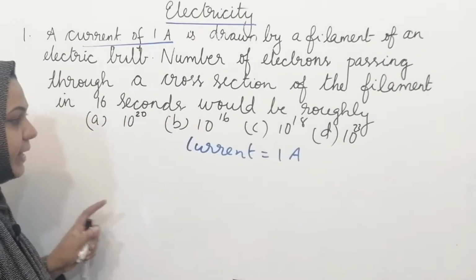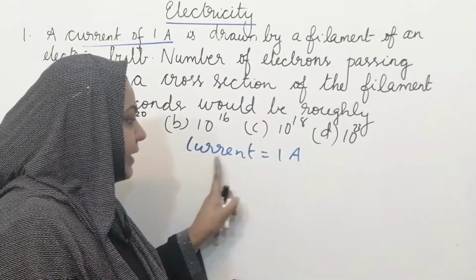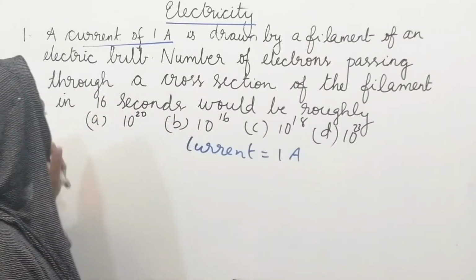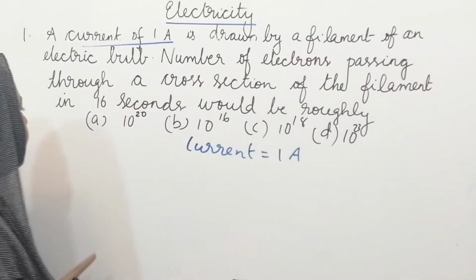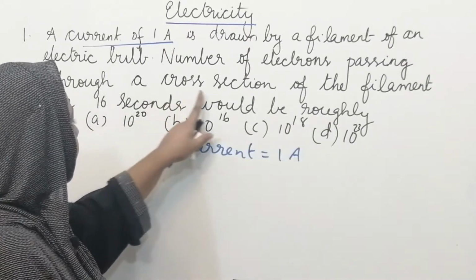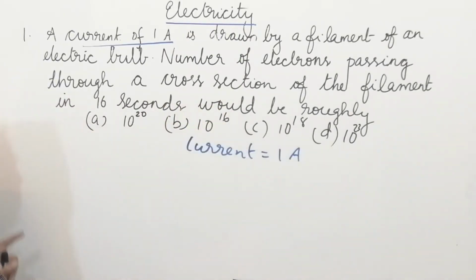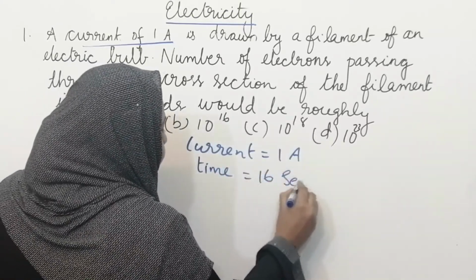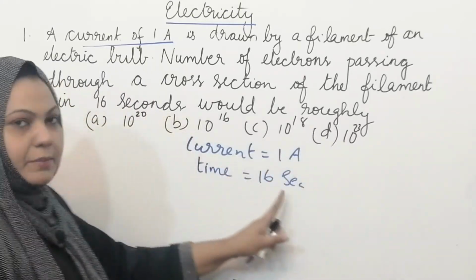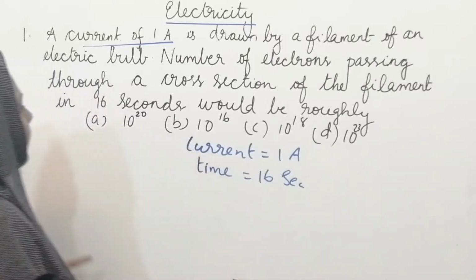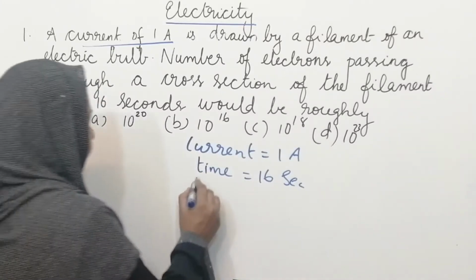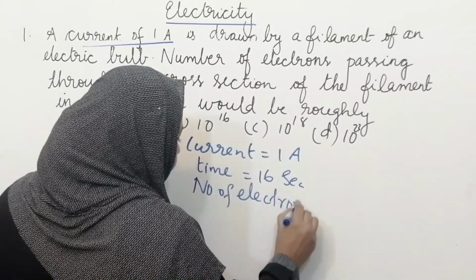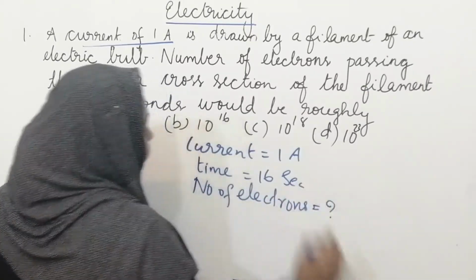Here you can see the SI unit of current is ampere. Next, drawn by a filament of an electric bulb, the number of electrons passing through a cross section of the filament in 16 seconds. So time is given, time is equal to 16 seconds. You know that the SI unit of time is seconds. So what we need to find here? The number of electrons. This is what we have to find.